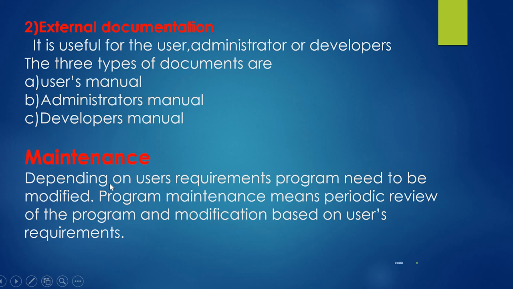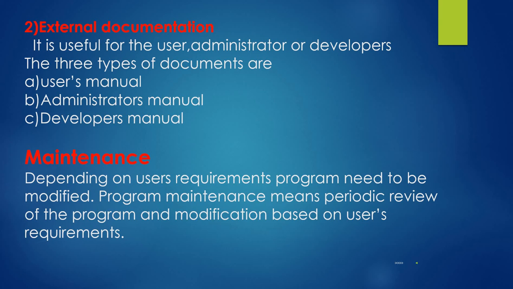Next, maintenance. Maintenance means maintain your program according to the user's requirement. Suppose you are doing one project. After 1 year, the user's requirement is changing. Then you need to update your program. Otherwise, the user won't be satisfied with your program. That is the maintenance. Depending on users' requirements, the program needs to be modified. Program maintenance means periodic review of the program and modification based on users' requirements. That is maintenance.